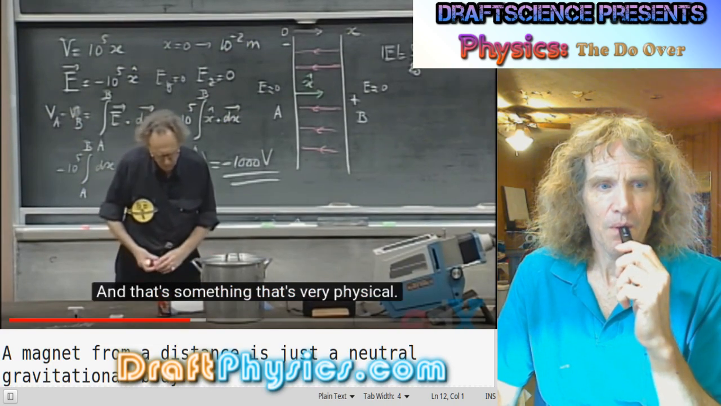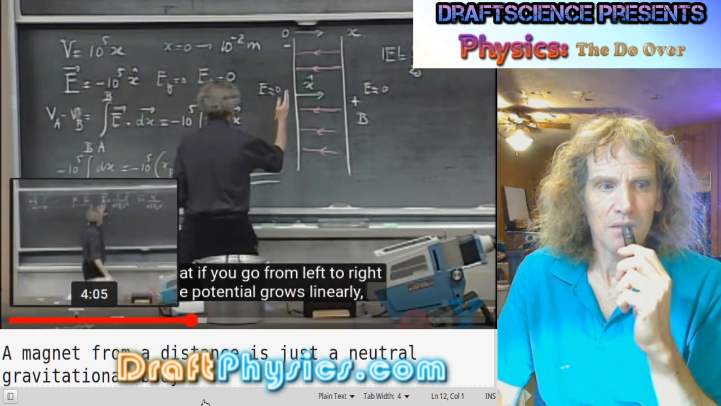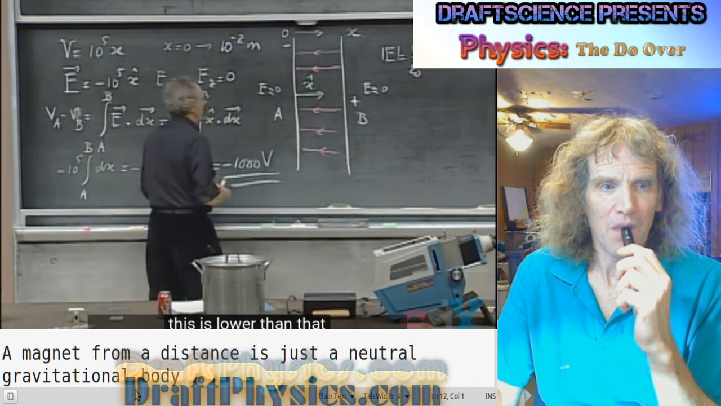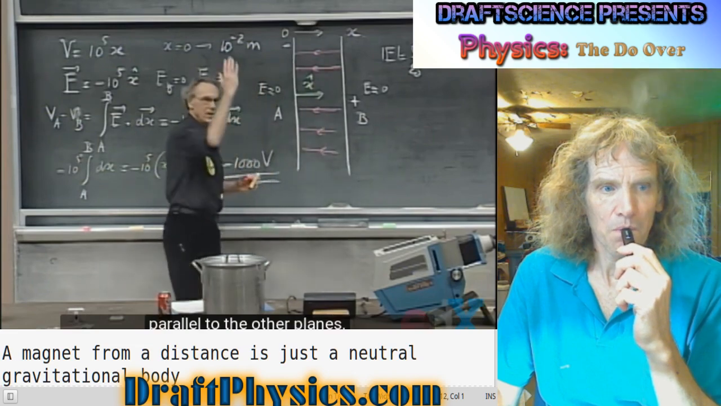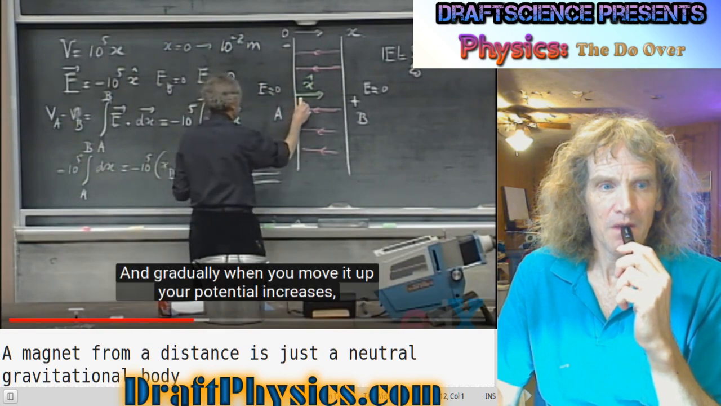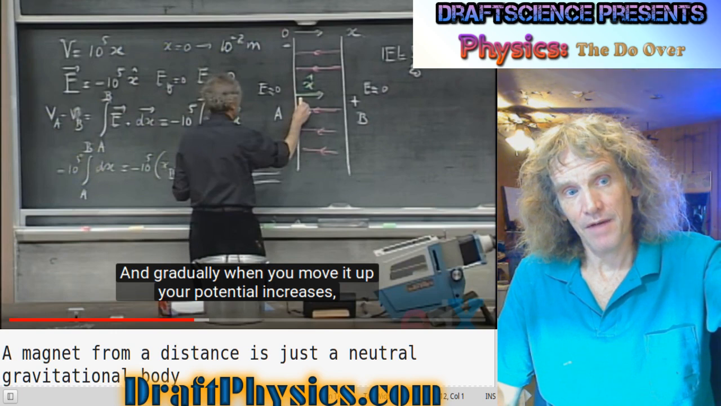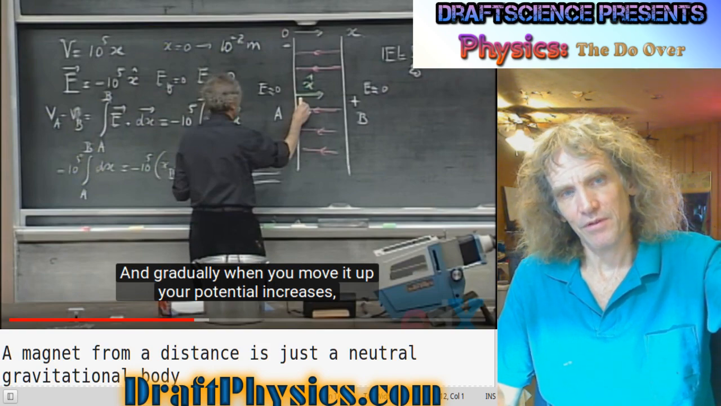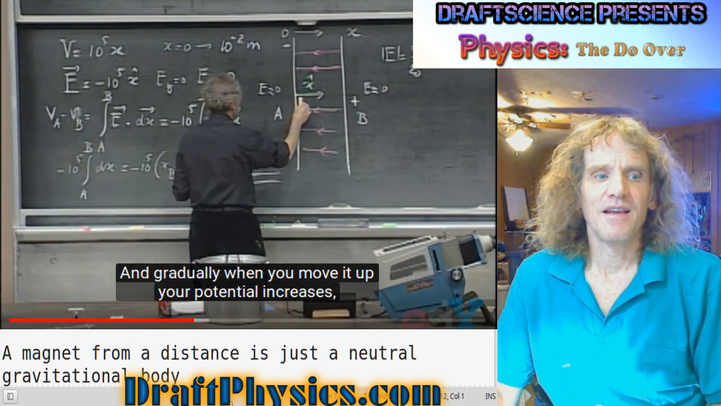And that's something that's very physical. Notice that if you go from left to right, the potential grows linearly. This is lower than that. And if you, in your head, use planes like this, parallel to the other planes, each one of those planes would be equipotentials. They everywhere have the same potential. So you could put a bunch of others in here, and you could put one down the middle, and then you'd have 500 volts and 500 volts. And then you could put two in here, and then you could have 250 volts, 250 volts, 250 volts, 250 volts. Then you could just keep putting planes in and cutting the voltage each time.